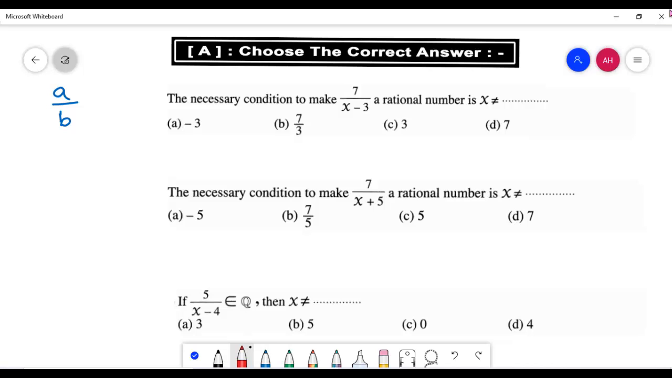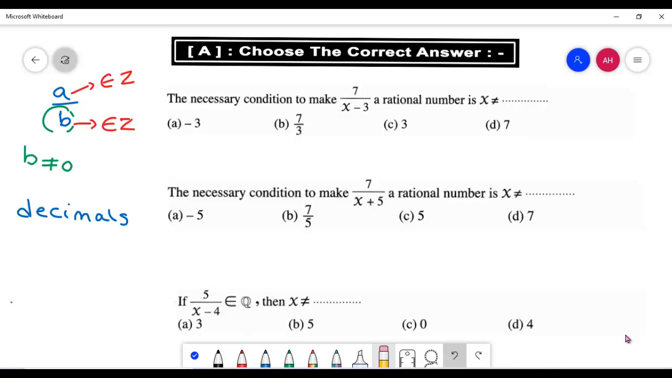The second condition was that my numerator must belong to Z, or must be an integer, and my denominator should also be an integer, meaning that both my numerator and denominator should be whole numbers, either positive or negative. The third condition is that b is not equal to 0, and this b is my denominator, so my denominator should not be equal to 0. We also said that rational numbers contain decimals, integers, and percentages. Do you remember now what rational numbers are?